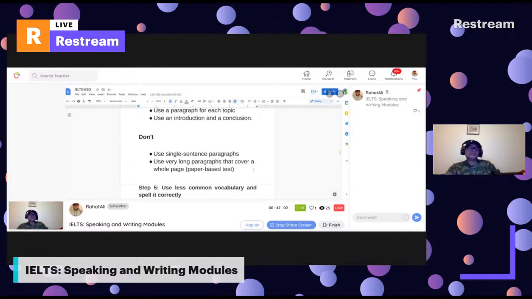If it is a paper-based test, you must be aware there are 2 types of tests at the moment: paper-based and computer-based. So when it comes to writing on a computer, if you're good at typing, take the computer-based test. It will help you to write more if your typing speed is very good.